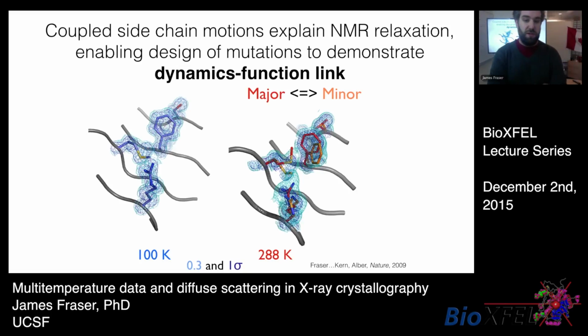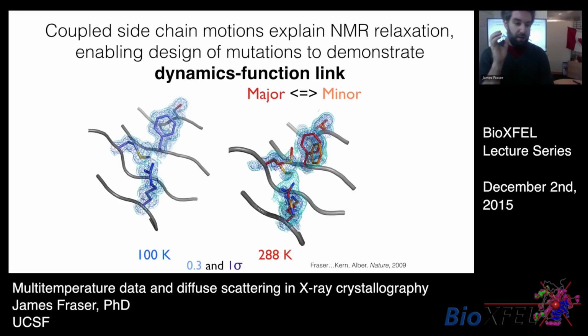This is the first one that we solved, where we were really trying to figure out what was giving rise to an NMR relaxation signal that said that this enzyme was moving between multiple conformations. What we discovered, surprisingly, was that it was a series of sidechain rearrangements that extended all the way from the core of the protein out to the active site. We were then able to design specific mutations to demonstrate that these dynamics of exchanging between the major and minor state were actually rate limiting for function.